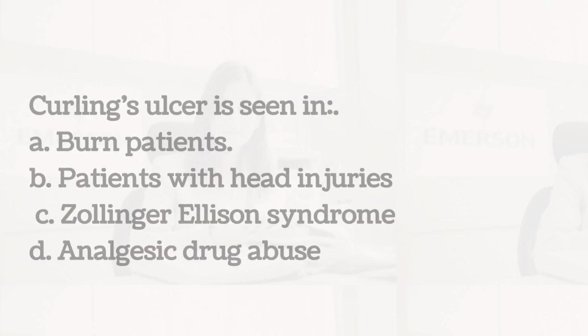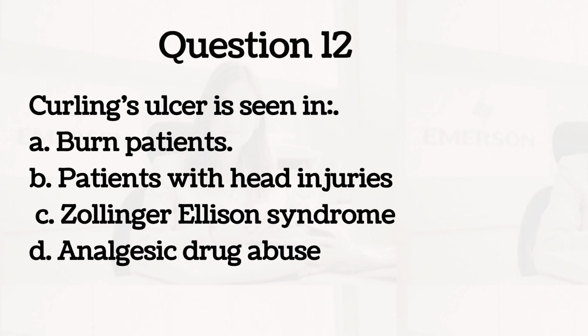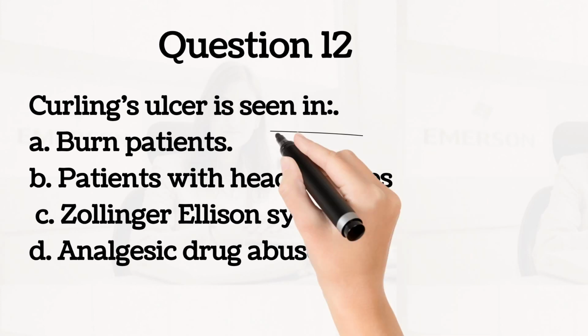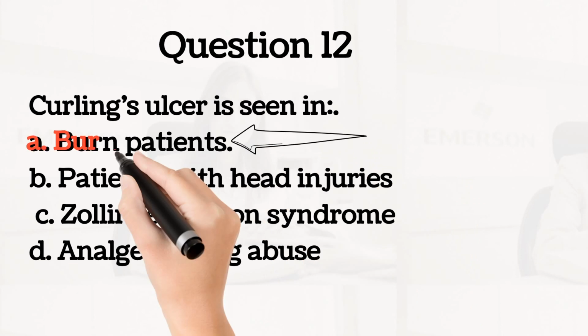Then we have question 12. Curling's ulcer is seen in: A, burn patients; B, patients with head injury; C, Zollinger-Ellison syndrome; D, analgesic drug abuse. If you've gone through the complications of burns, you're going to find it's one of the complications of burns, which is your Curling's ulcer and your Marjolin's ulcer. I've already said the answer, so the answer is A.